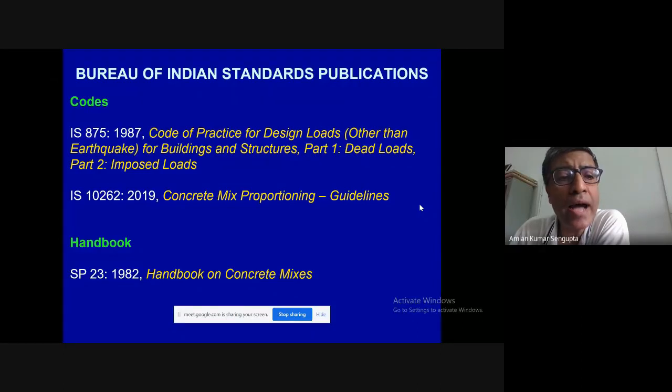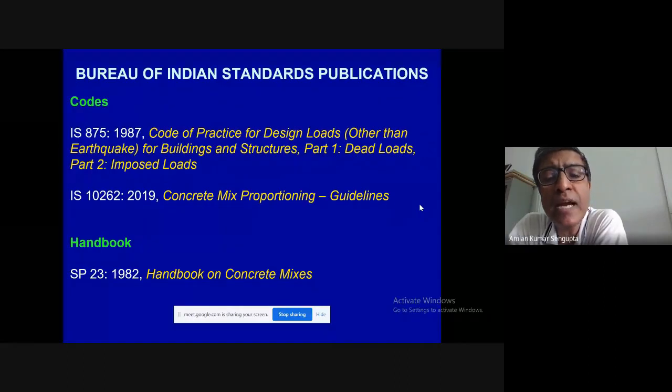The next code, IS 10262, is related with how to make concrete. Now, this code you will be studying in more details in the concrete technology course. However, here we will be giving an introduction to this code. There is a corresponding handbook for making of concrete, that is SP23.